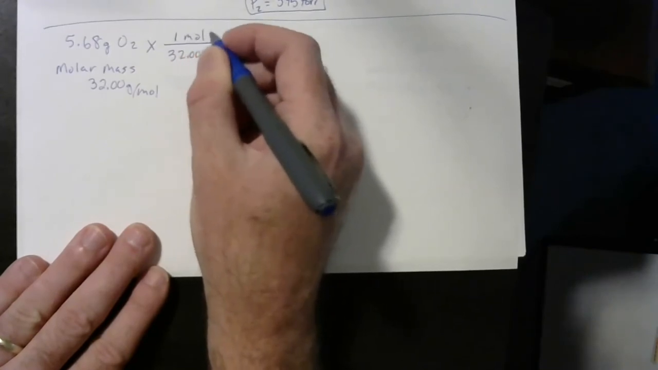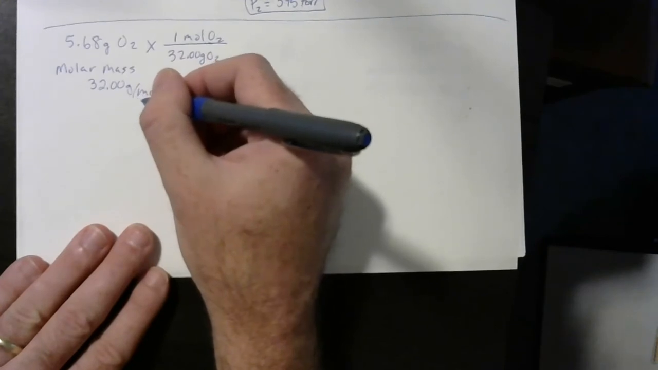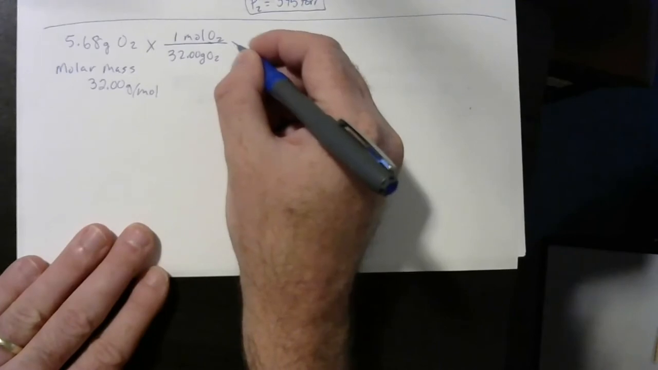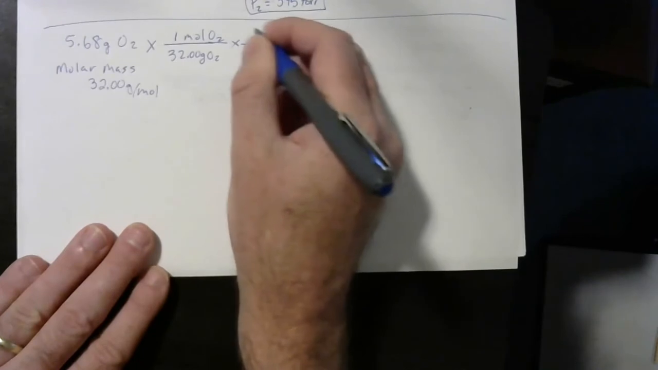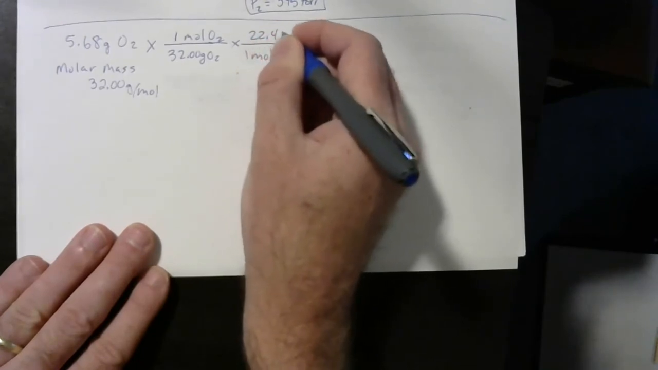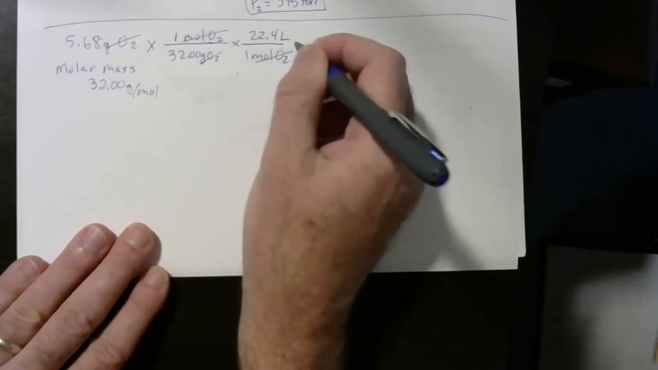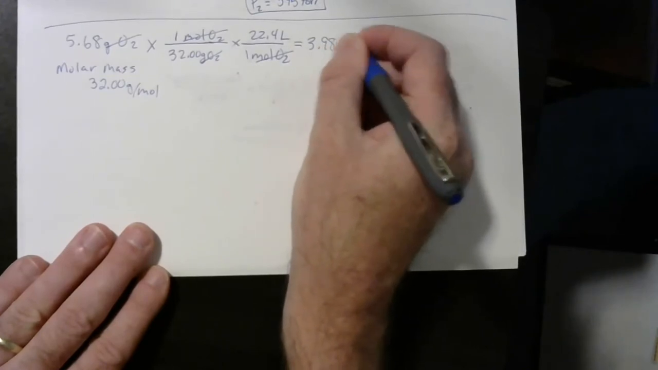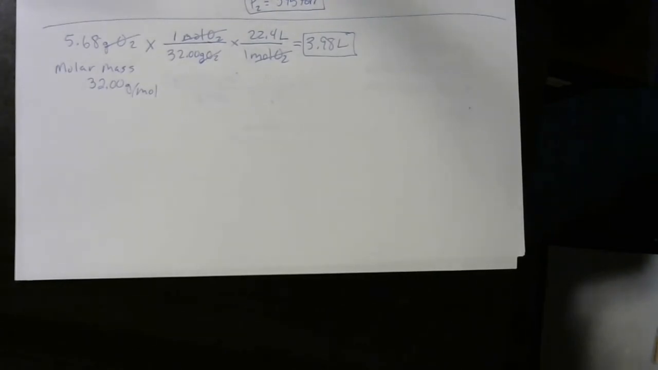I just gave you the molar mass, but make sure, since it's O2, it's 32 grams per mole, not 16. A lot of people will mess that up. Oxygen gas is O2, not O. And then 1 mole of O2 is 22.4 liters. We see the grams cancel, the moles cancel, and I'm left with liters. And that means we would have 3.98 liters of O2 gas, represented by that 5.68 grams.